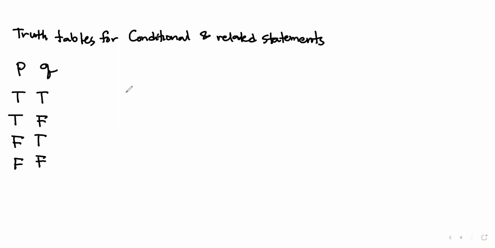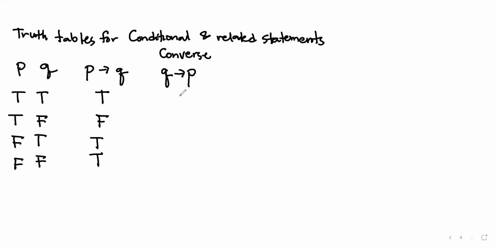All right, so let's make a truth table for conditional and related statements, and let's determine which among them are equivalent statements. So let's have first the implication of the conditional statement, which is P implies Q. True implies true, that is true. True implies false, that is false. And these are true.